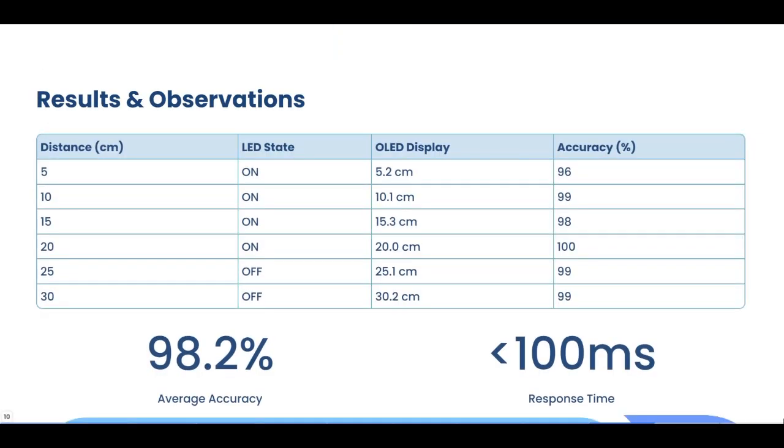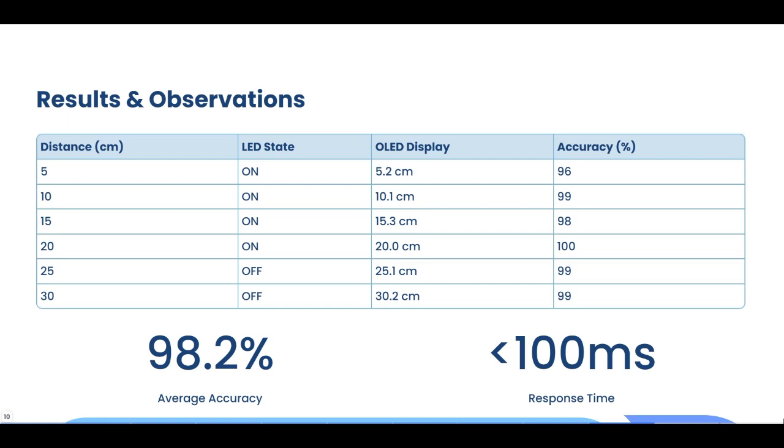Results and observation. You can see that at 5 centimeters it glows, as we have set the threshold to 20 centimeters. Below 20 it glows and above it turns off. The OLED display shows some variation in the centimeter reading because it has some less accuracy, as shown below. Average accuracy is 98.2% and its response time is 100 milliseconds.